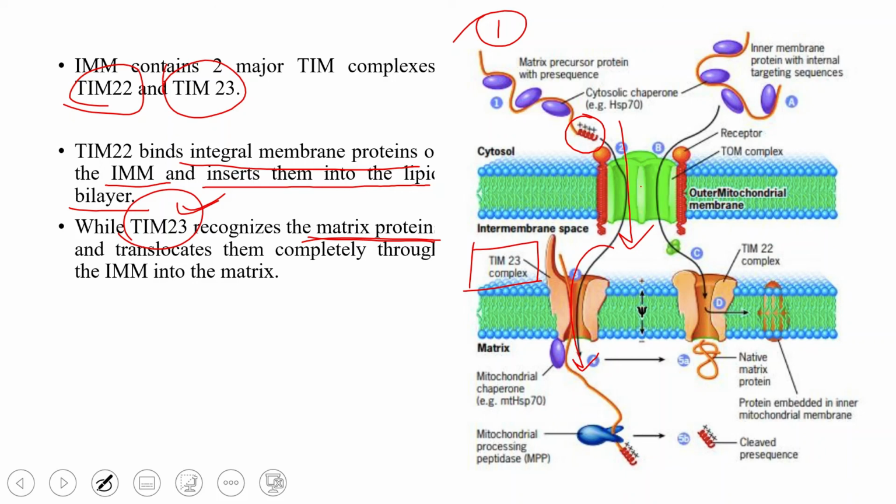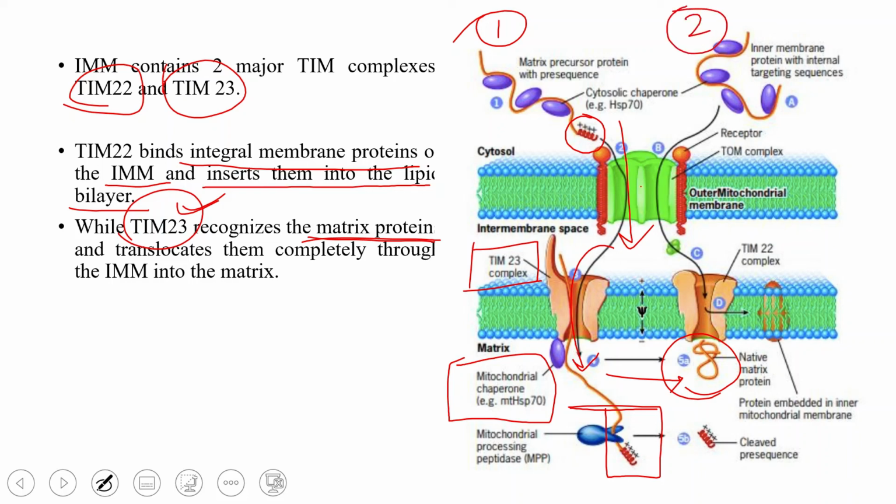Now once in the matrix, mitochondrial chaperones such as MTHSP70, that is mitochondrial heat shock protein 70, come and cleave off this targeting sequence as well as assist in the proper folding of the protein. So here can you see, with the help of the chaperone, this protein has been folded into its native matrix protein configuration. Now come to the second case. This is a pre-protein which has to enter the inner membrane of the mitochondria, and it has to become an integral membrane protein of the inner mitochondrial membrane.